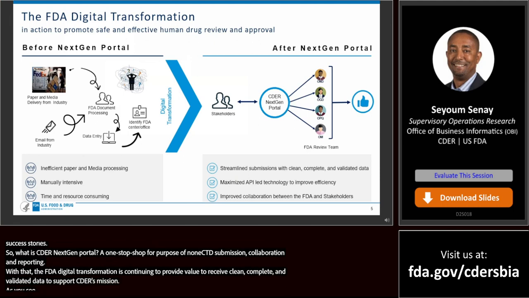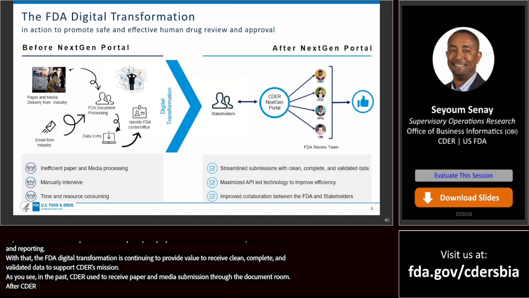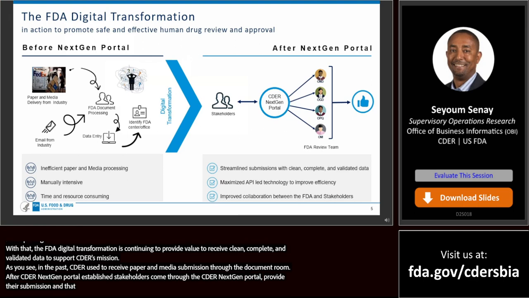CDER used to receive paper and media submissions through the document room. After the CDER NextGen portal was established, stakeholders come through the portal and provide their submission, and that submission is directly routed to the review division or internal workflow, and the reviewers can start their work as soon as the submission happens.